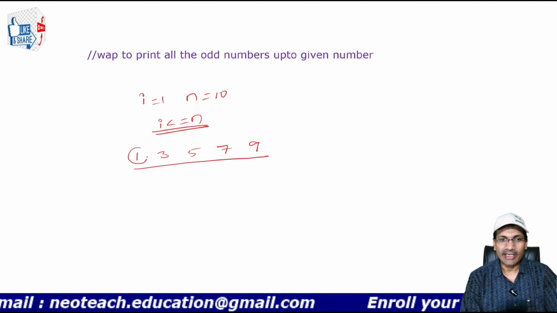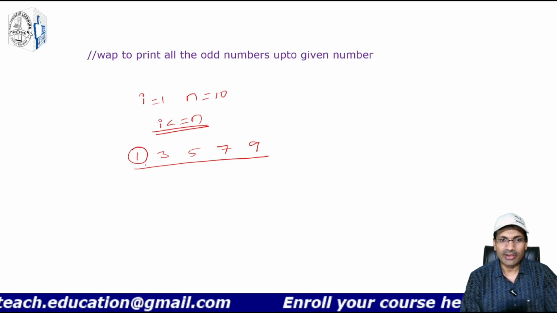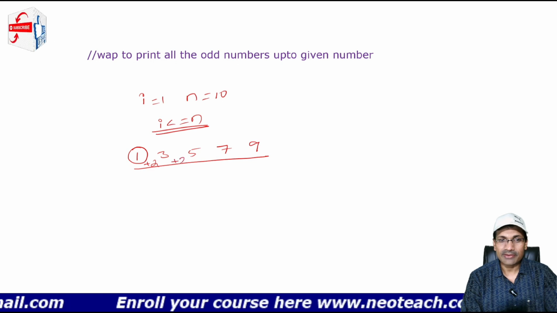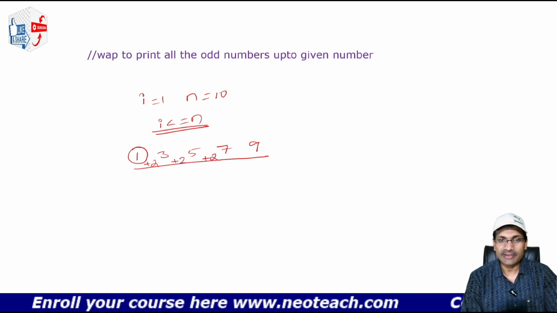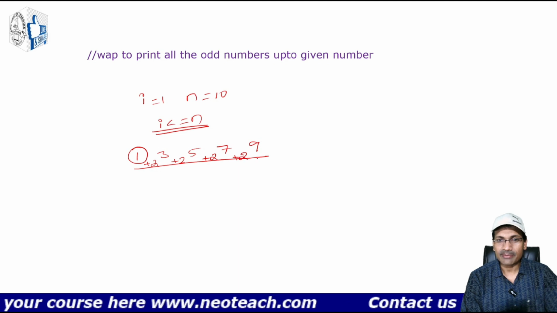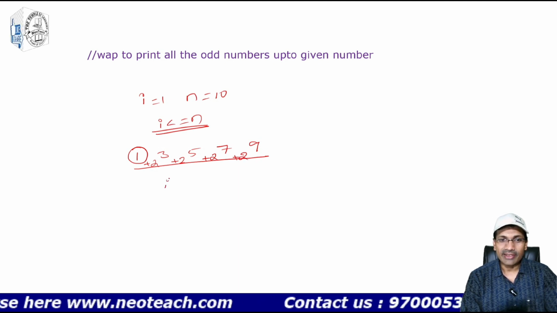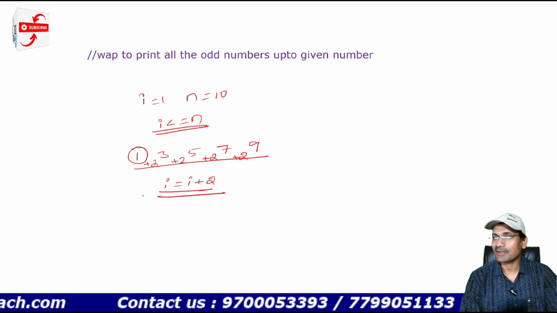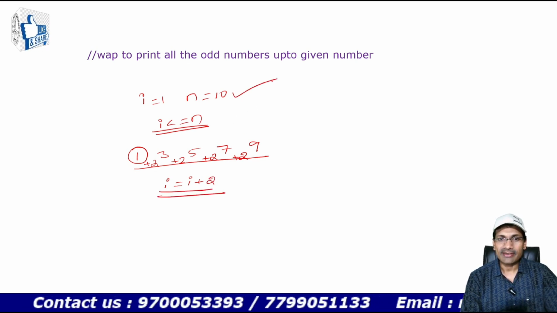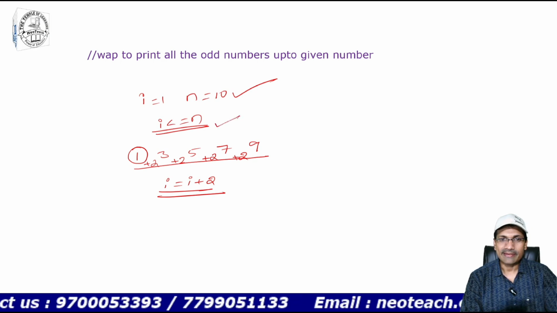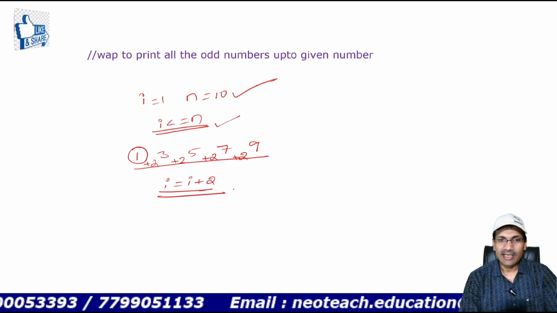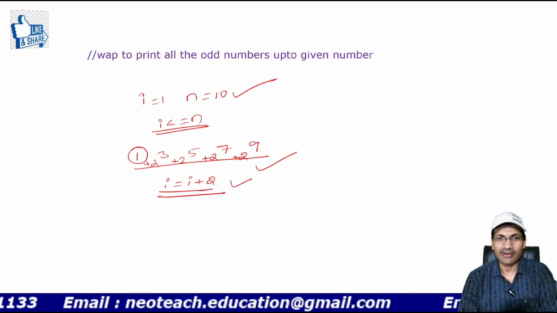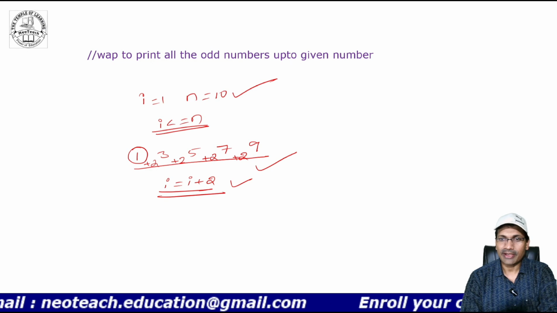So we already took I value as 1. So 1 after what? Plus 2, right? So 1 plus 2 is equals to 3, plus 2 is equals to 5, and 5 plus 2 is equals to 7, and 7 plus 2 equals to 9. So like this, every time I is going to be added by 2. So I equals to I plus 2. So take these values, check whether the condition is satisfied or not, print them, and increase the I value. This is the procedure.